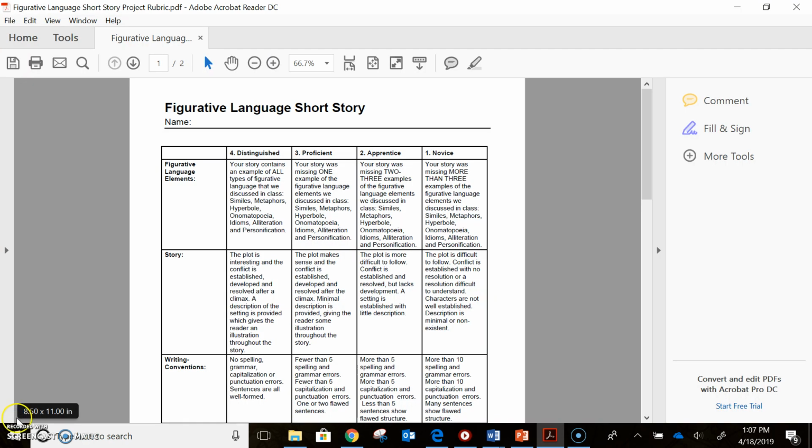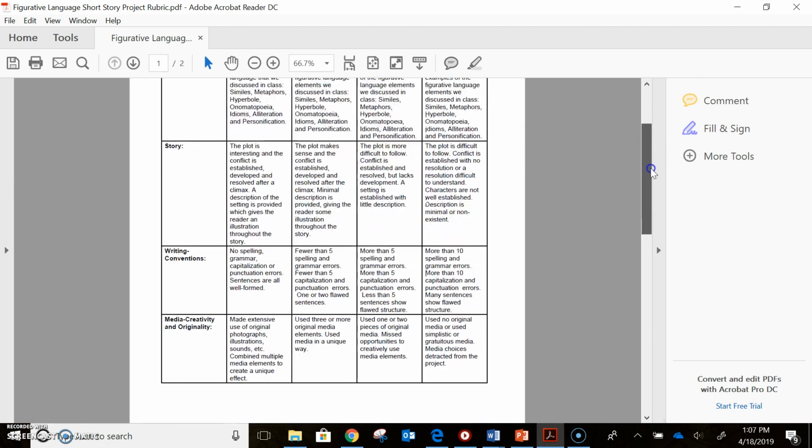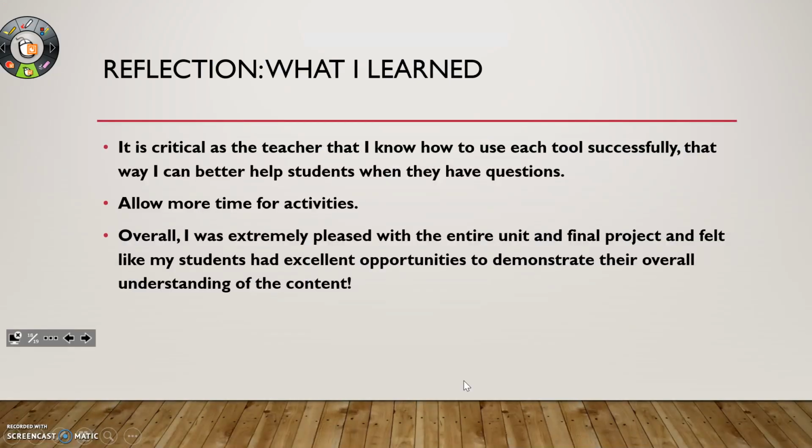The rubric that was used to grade the project addressed the figurative language devices, the story, writing conventions, and media, creativity, and originality. This unit showed me how important it is as a teacher to know how to use each web tool successfully. I do wish I could have allowed more time for certain activities because some did seem a bit rushed, but I was extremely pleased with how my students did and their overall products that they created.